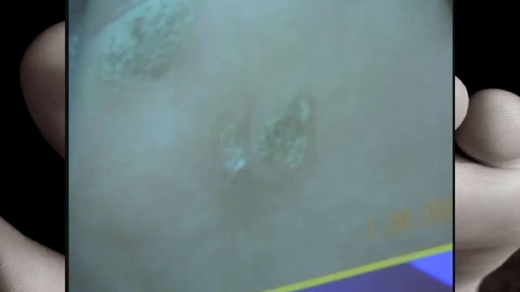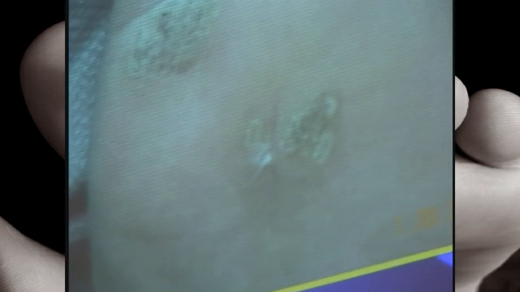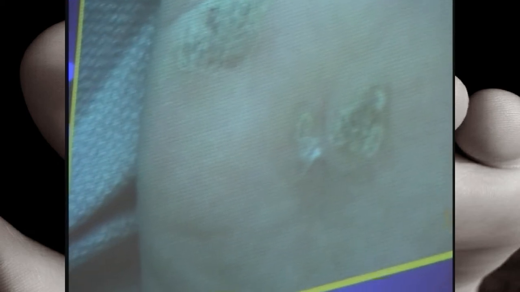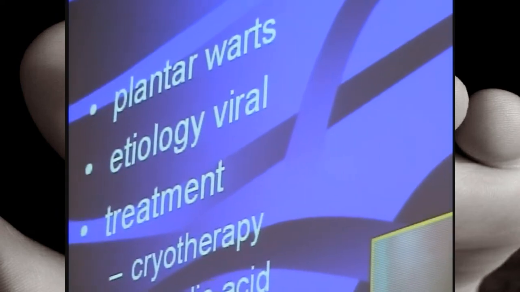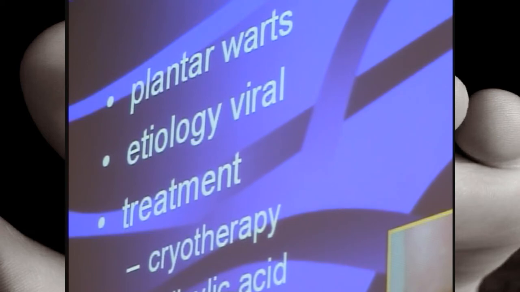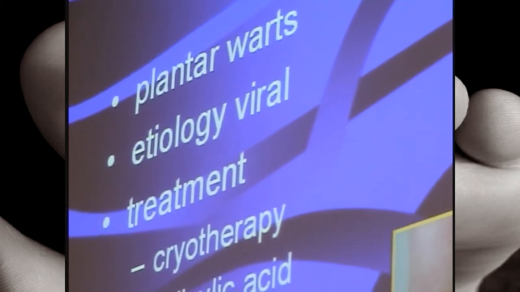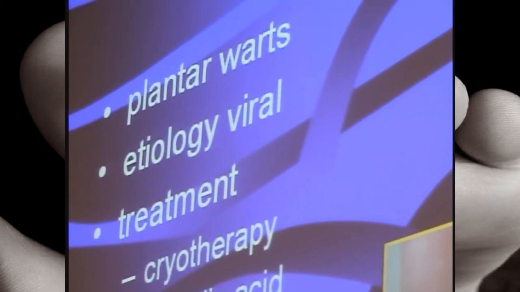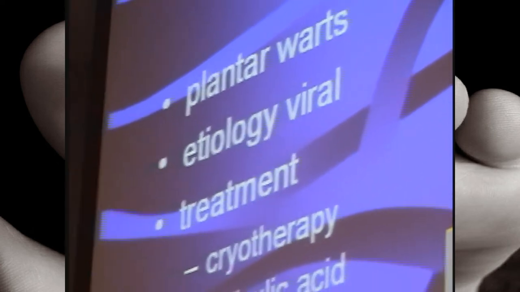But if you debride that callus tissue, you'll have pinpoint bleeding underneath. And that's kind of pathognomonic of a plantar virus. It has pinpoint bleeding, and it's very painful when you squeeze the lesion. If you press, it doesn't hurt, but if you squeeze it, the patient is just going to go off the table.